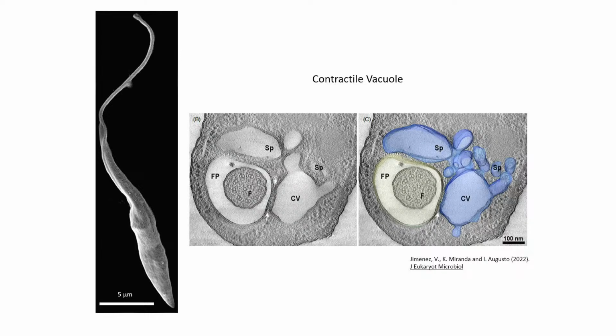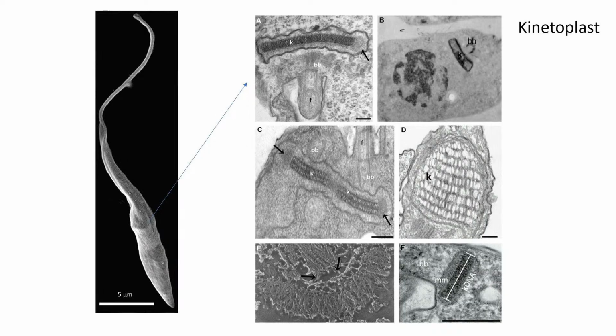And some of these trypanosomatids may also have a contractile vacuole. As Kildare already mentioned it, I won't speak too much about that, but this structure is related to the osmoregulation of the parasites. And another interesting structure in trypanosomatids is the kinetoplast. The kinetoplast is the kDNA, the DNA of the mitochondria that is all packed together in a special region of the mitochondria that we call the kinetoplast.